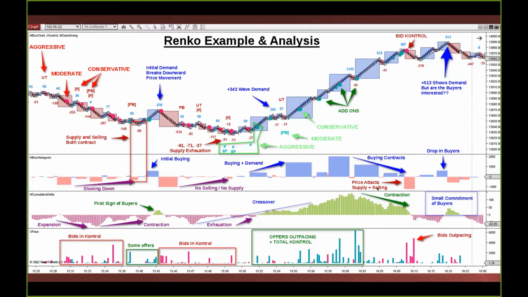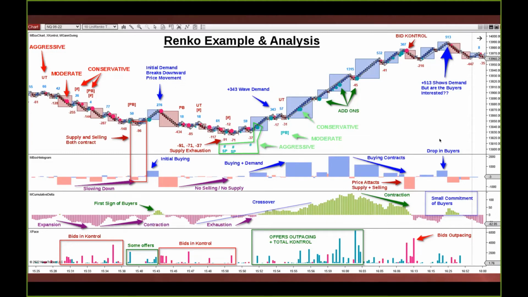Okay, so at this price point, we attract some supply and selling. All right, and what happens here? 513 looks pretty strong compared to the 307, right? The 307 already shows a slowdown after the 532, but it picks up again. So 513 shows demand, but are the buyers interested? Look here, the buying, they're not as interested, right?